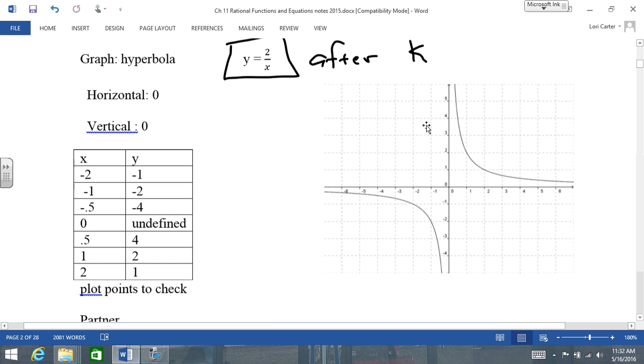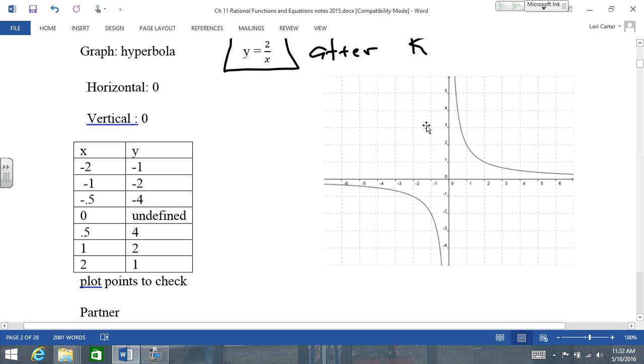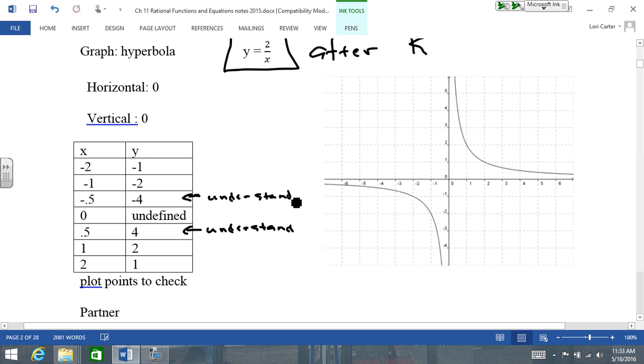Is everybody on this part? Pay attention carefully. This here is for understanding only. You do not have to do it. You just have to do the whole numbers. Okay, this is what we're plugging in. So we start with -2.